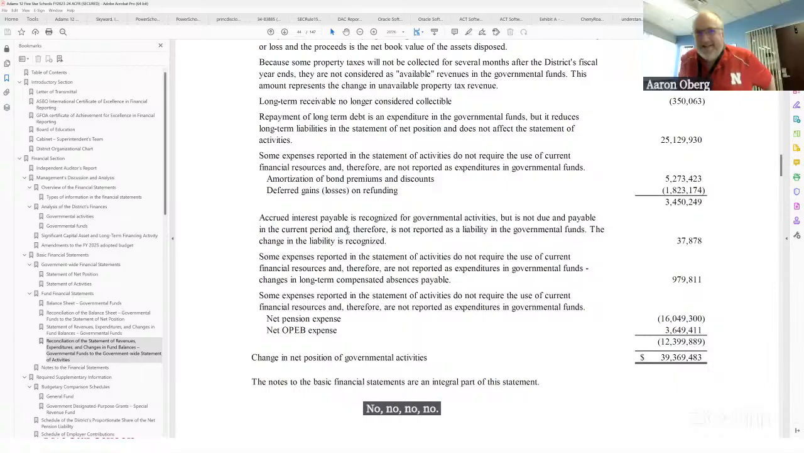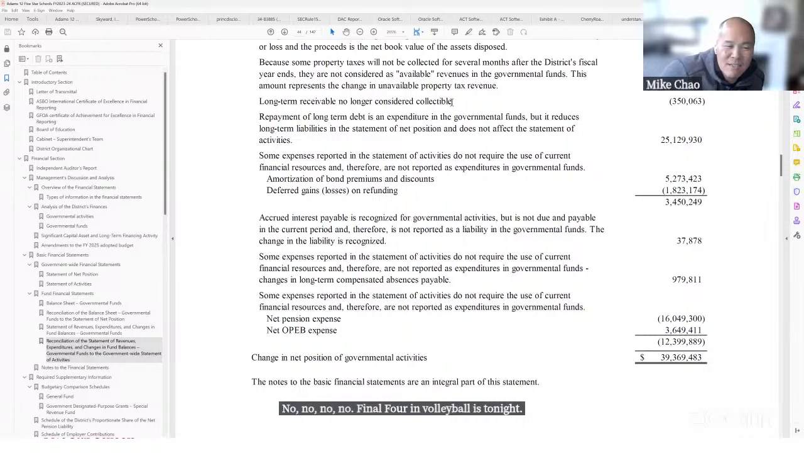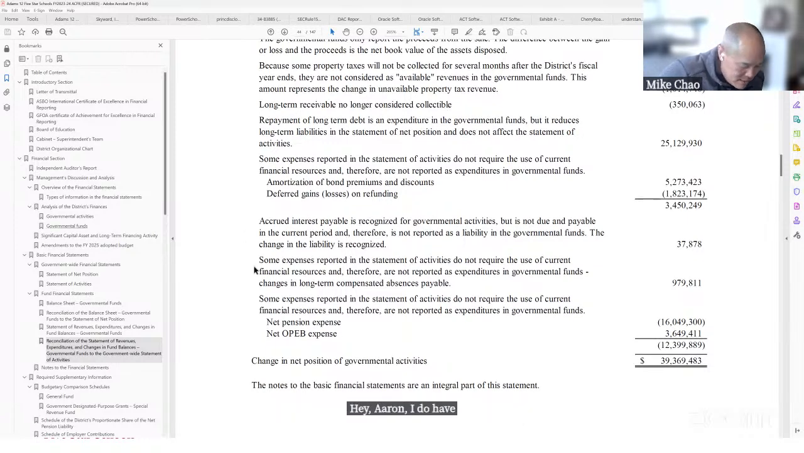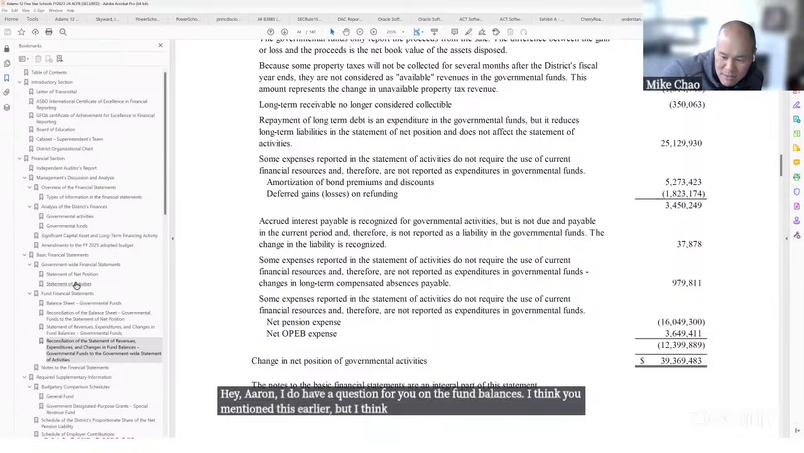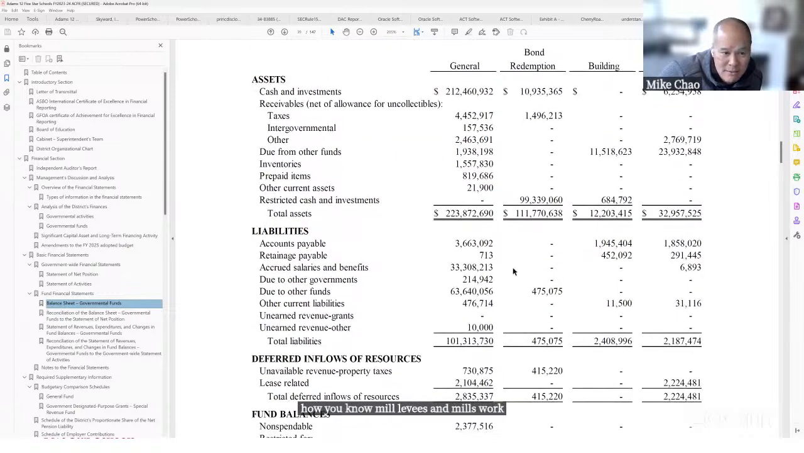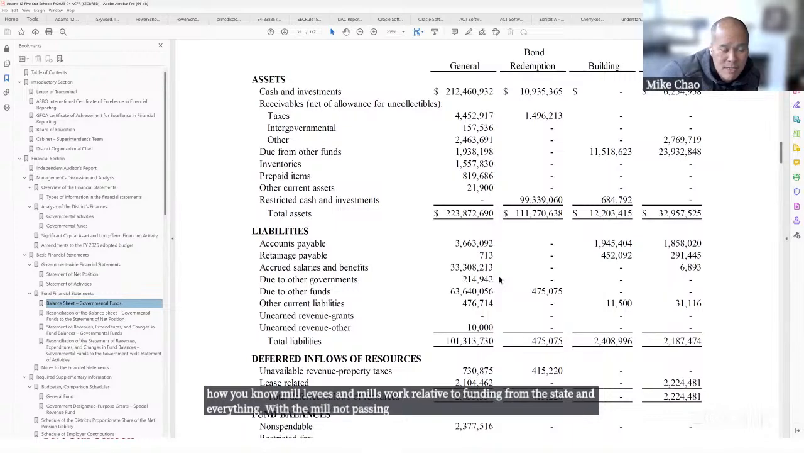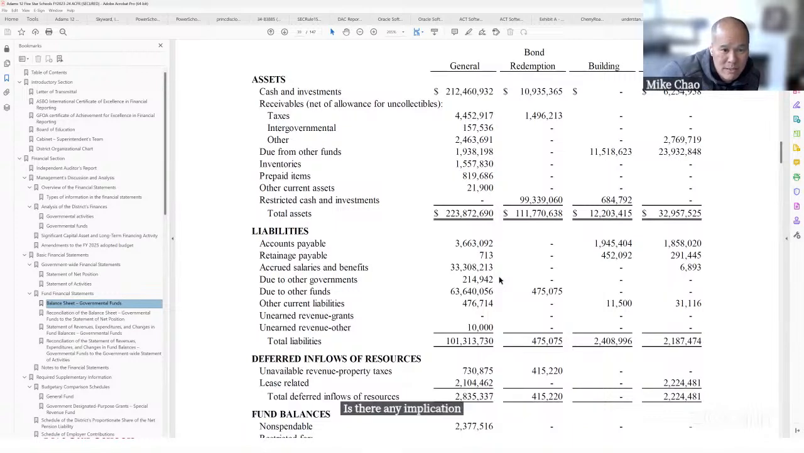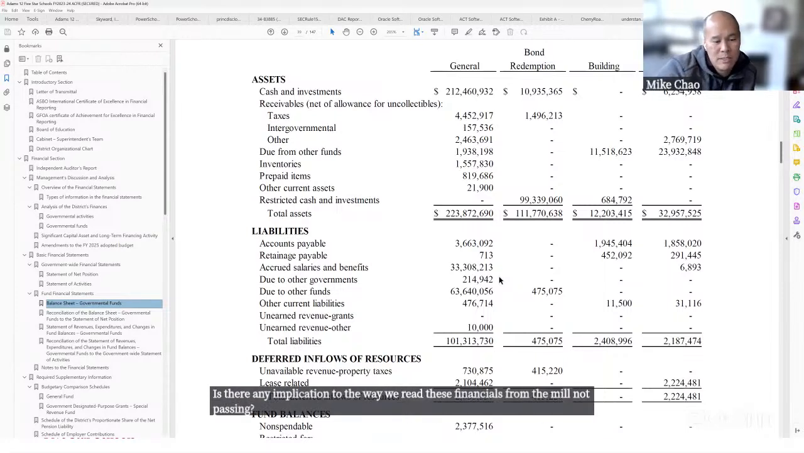Hey, Aaron, I do have a question for you on the fund balances. I think you mentioned this earlier, but there's kind of the Byzantine way of how mill levies and mills work relative to funding from the state and everything. With the mill not passing, is there any implication to the way we read these financials? It may not show up yet, but what should we expect to happen from that?